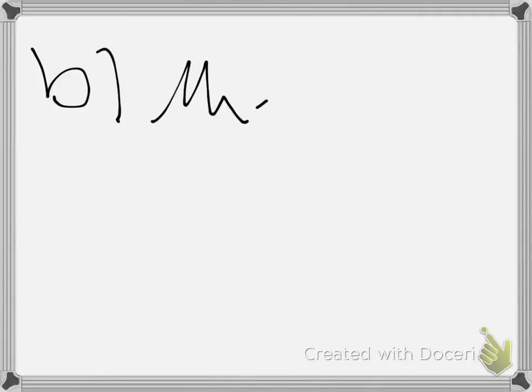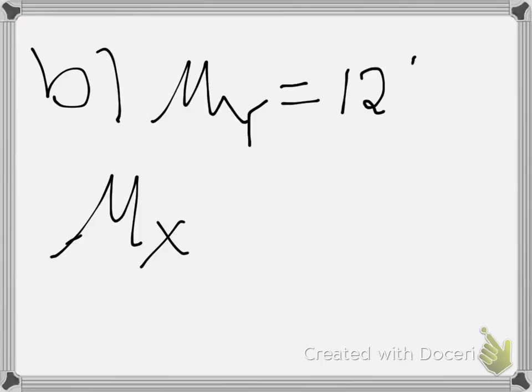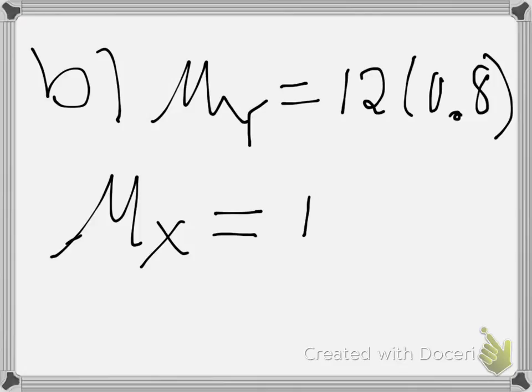Moving on, part B then says calculate the mean of Y and calculate the mean of your random variable X. That's NP because we're dealing with a binomial distribution. This one is on your formula sheet. You take 12 times 0.8. And then for the mean of your random variable X, you take 12 times 0.2.